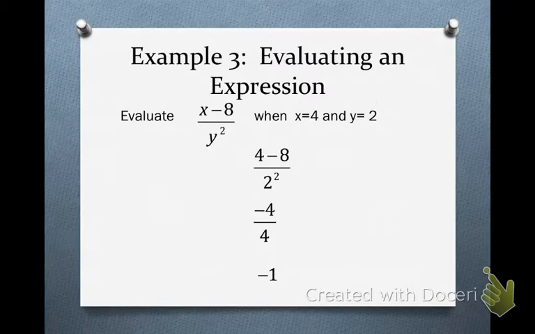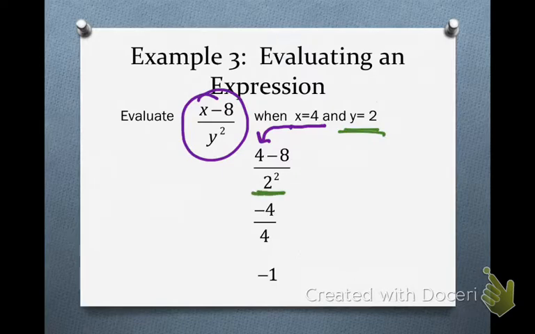Okay, so we're going to start with this first expression here, x minus 8 over y squared. So we're going to plug in for our x value a 4. 8 is 8. And then for the y value, you're going to use 2. So we've plugged in a 2 here, and that's squared.